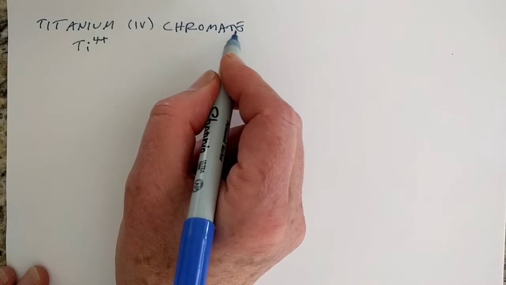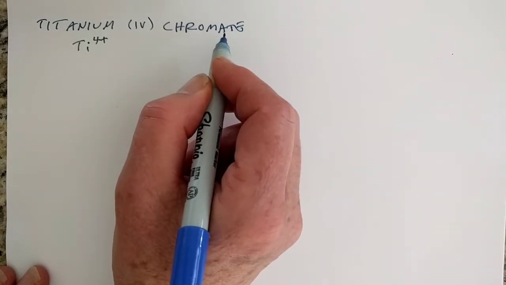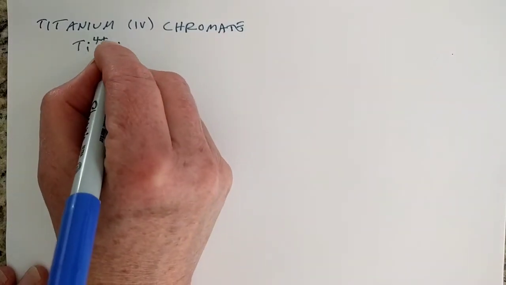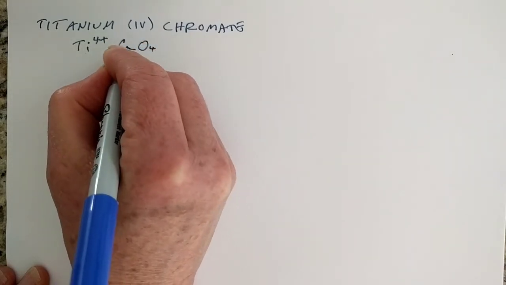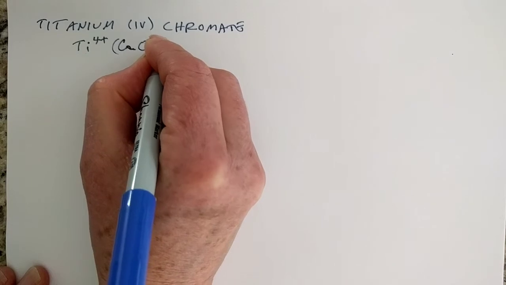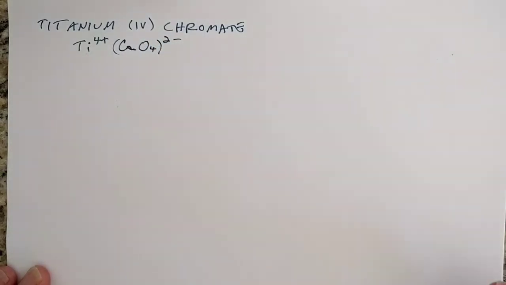And then chromate ends in ate or ite. Check your polyatomic ion chart. And chromate is CrO4. That's an R. And that has a 2- charge.